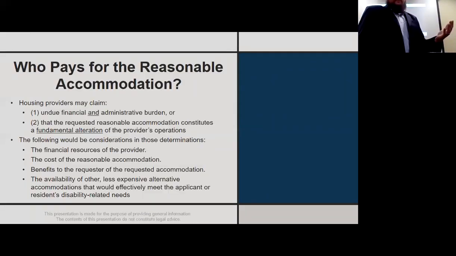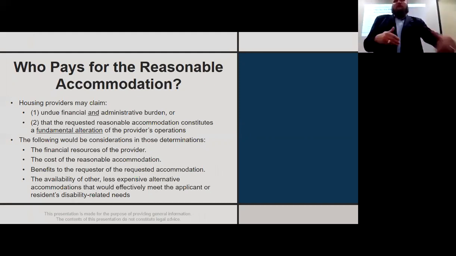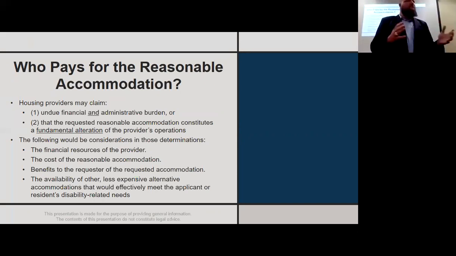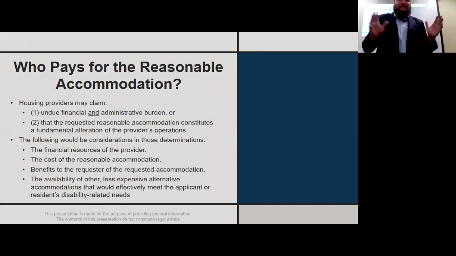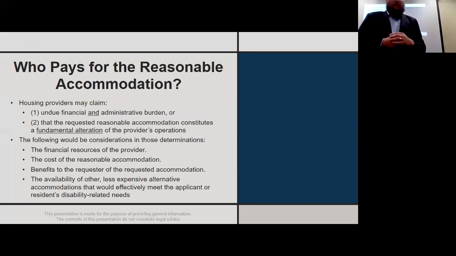So then who pays for the reasonable accommodation? As I said at the beginning, generally that falls on the landlord. In most instances, since it's not a structural change, you're talking about maybe a few man hours or reassigning somebody's task or a job. Usually it's not an undue financial burden. But then you have the opportunity there, in that first one, if it is an undue financial burden or an administrative burden, you can say, look, I can't pay for this. You're going to have to pay for it. We can accommodate it, but I'm not going to be the one that pays the bottom line on that.